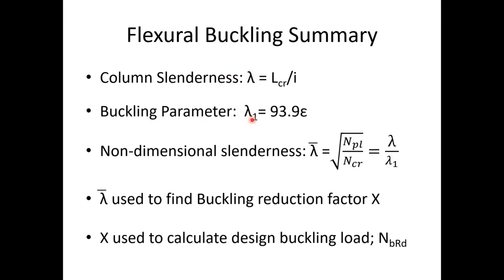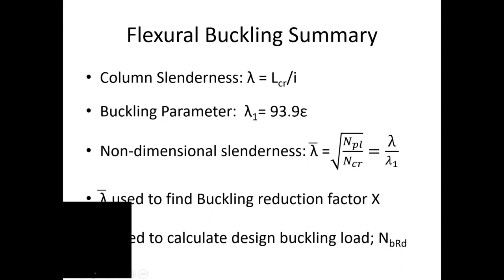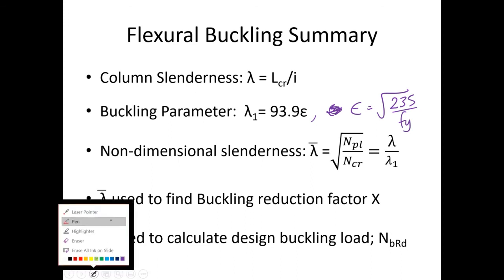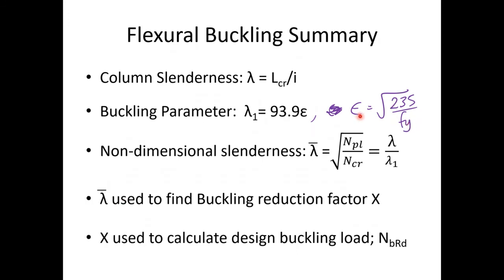The buckling parameter is a reference slenderness value, which is 93.9 epsilon. Epsilon is equal to the square root of 235 over Fy. So once we know what the material strength is, which you can get from table 3.1, we know what epsilon is.